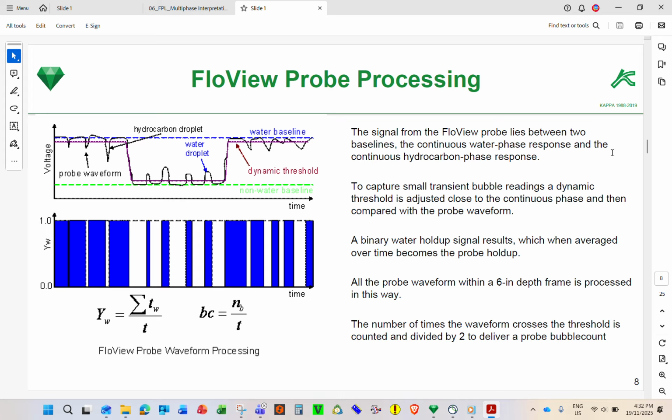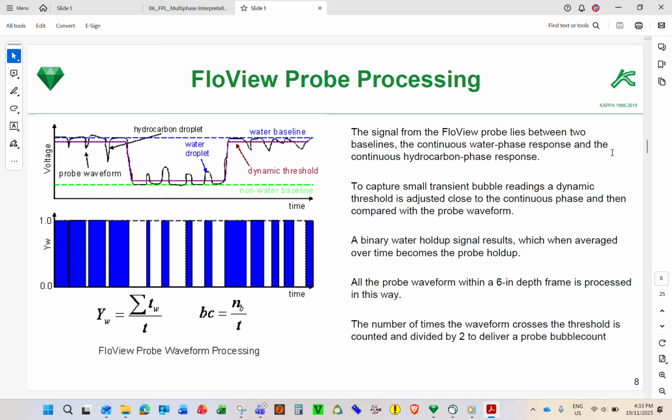So the threshold is there. It can be adjusted automatically depending on the tool type. It can be set or it can be automatic. Then at the end, for example, you're measuring maybe 100 millisecond. You're measuring in 100 millisecond, you have some different signals here, so up and down. So you count the total time of the blue period divided by the total time, then this is your holdup of water because it's blue.